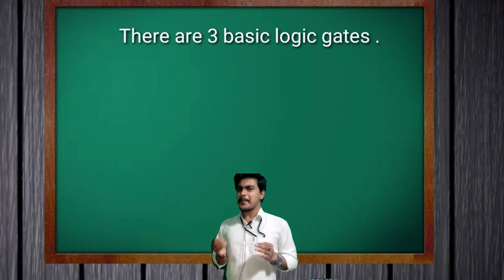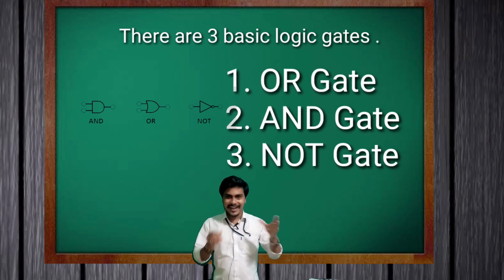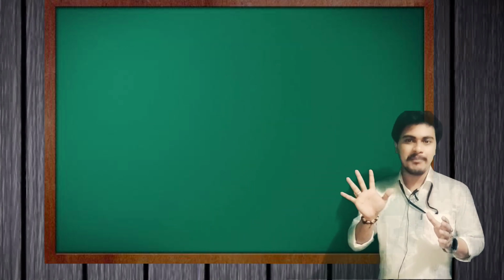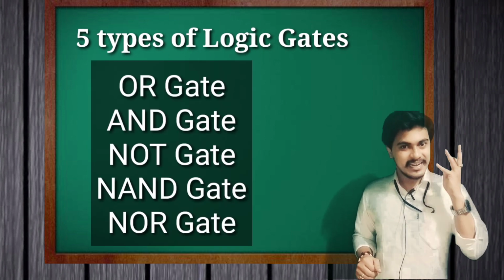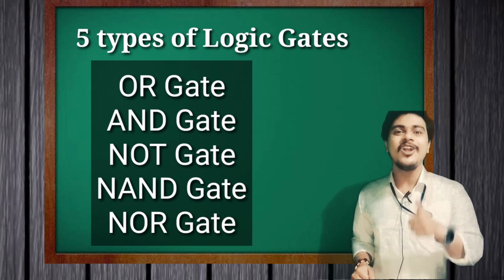There are three basic gates, that is OR gate, AND gate, and NOT gate. Here we discuss five types of logic gates, that is OR gate, AND gate, NOT gate, NAND gate, and the last one is NOR gate.